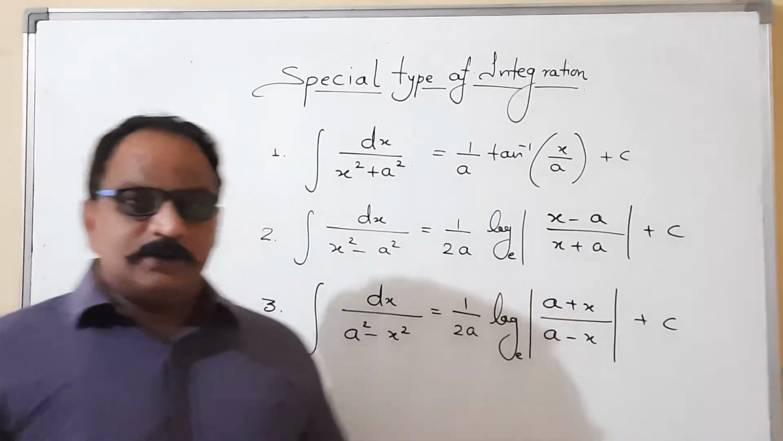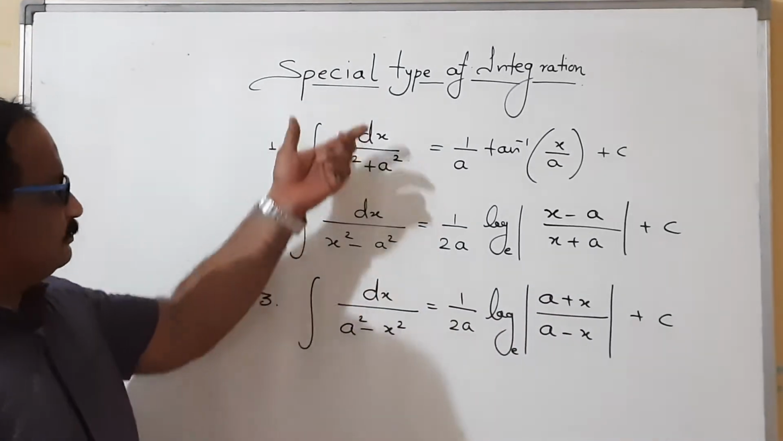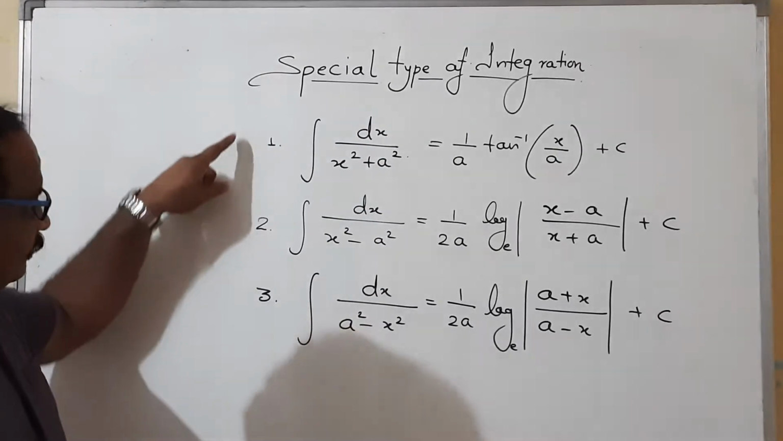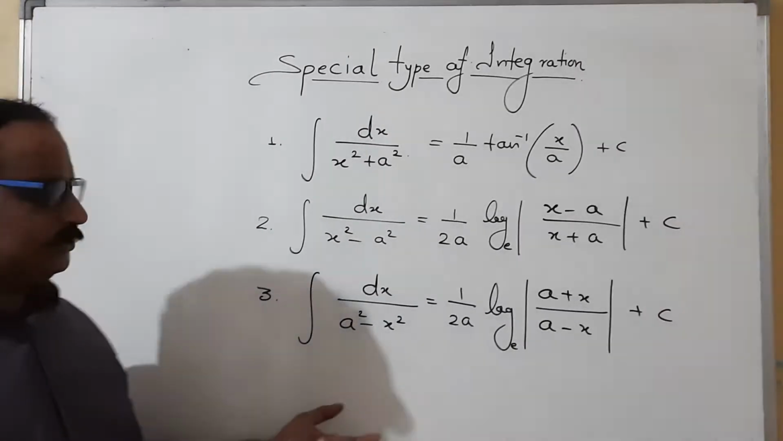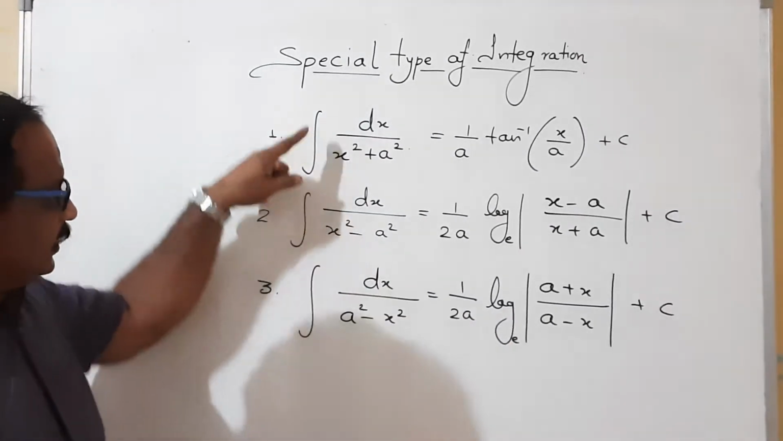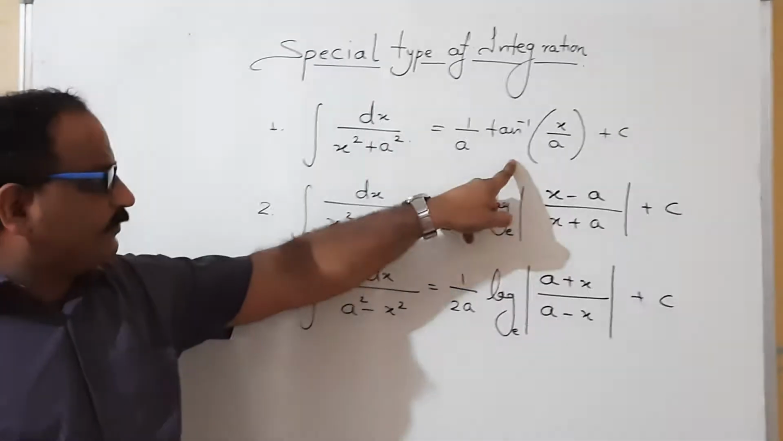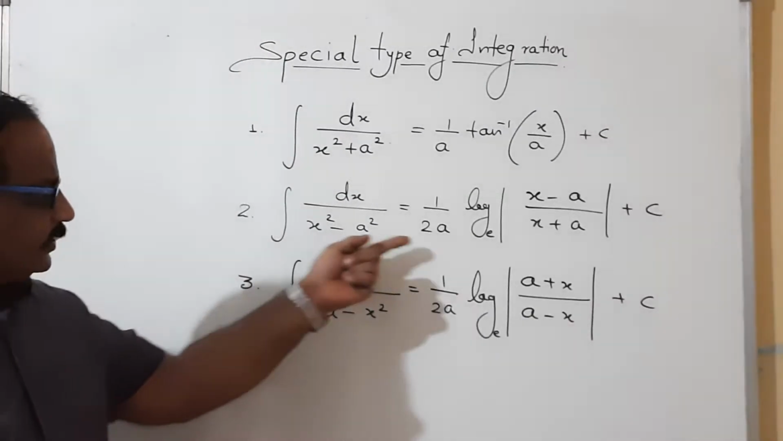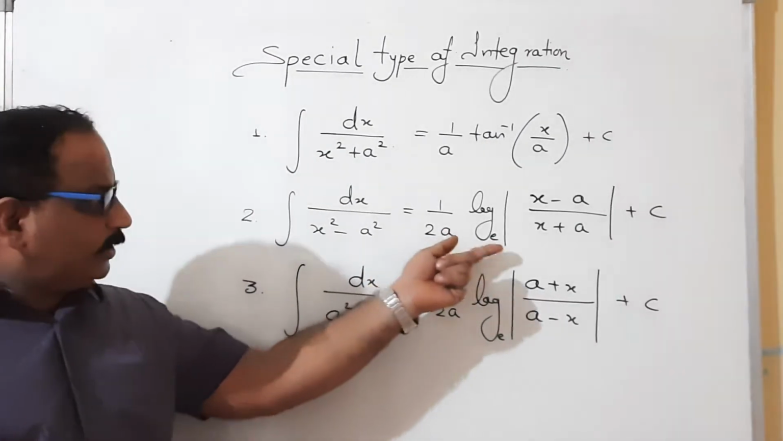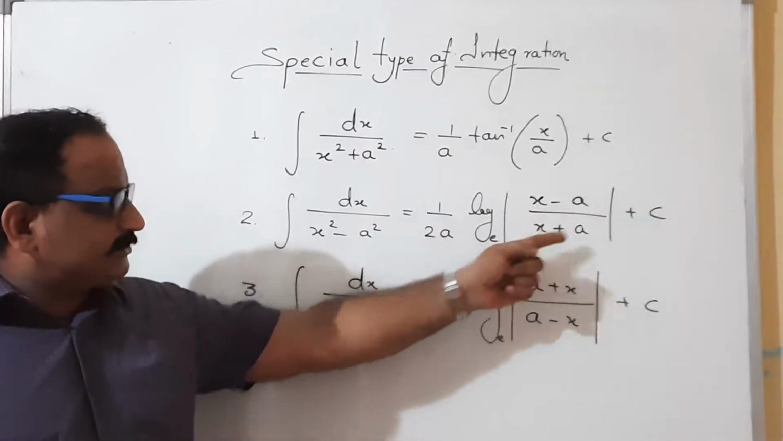Hello everyone. Today we are here to learn about the special type of integration. We have three types of integration on the board and the respective formulas are: dx upon x square plus a square comes to 1 upon a tan inverse x by a. Another, dx upon x square minus a square. Result is 1 by 2a log of x minus a upon x plus a plus c.